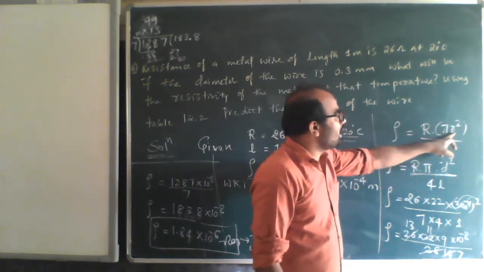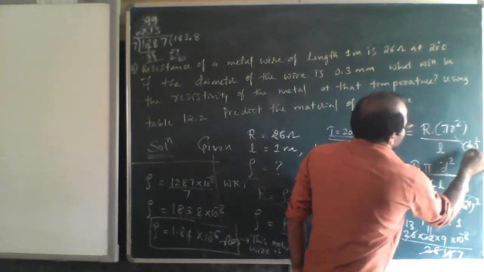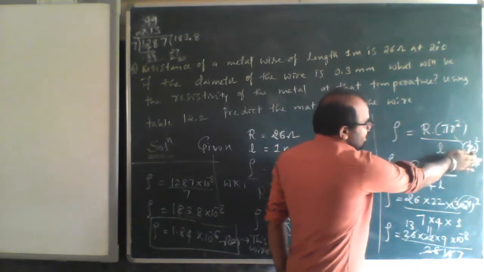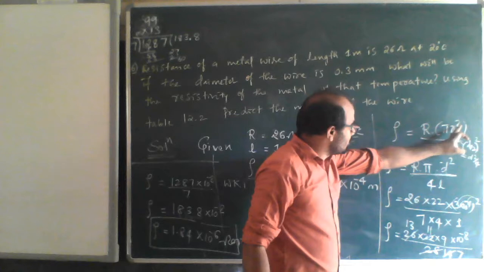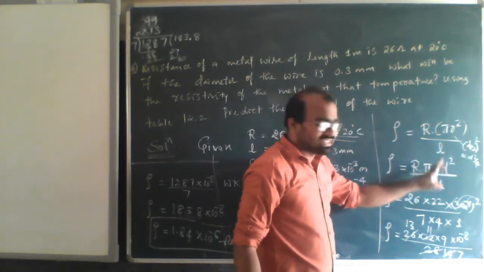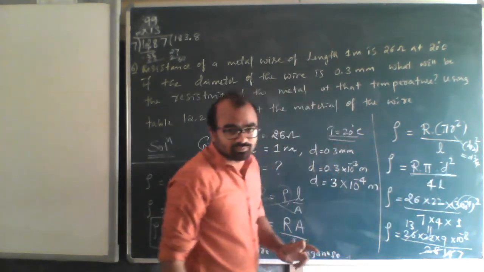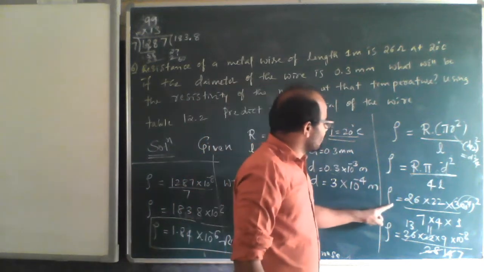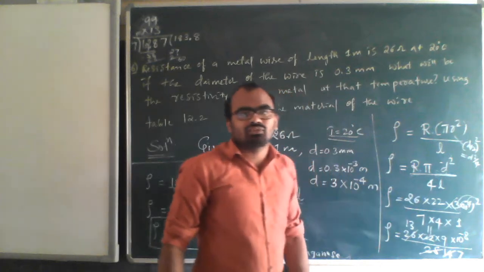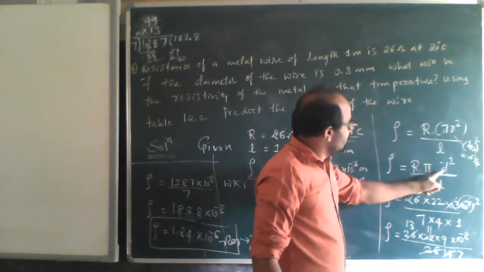So if I put d by 2 whole square here, it becomes d square by 4, right? Don't write this, I am just explaining this one. So it will become R pi d square by 4, L is already there. So rho equals R pi d square by 4L. Next, rho equal to 26 into 22 into 3 into 10 to the power minus 4 whole square, that is R pi d square.